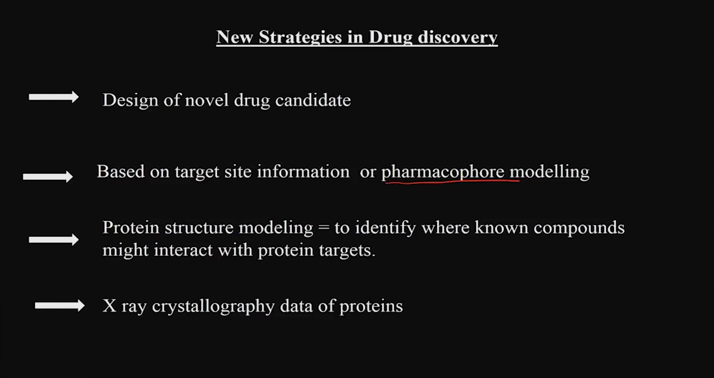Maybe the molecule has some special structural features like hydroxyl groups, or certain acidic groups, or maybe it has a heterocycle group, which gives that activity. So, I try to identify that. Of course, the target protein we try to model. We also look at how compounds interact or bind to the protein, and how do we get the structure of this protein? By X-ray crystallography. So, these are new strategies that have come into drug design as against the traditional drug design.